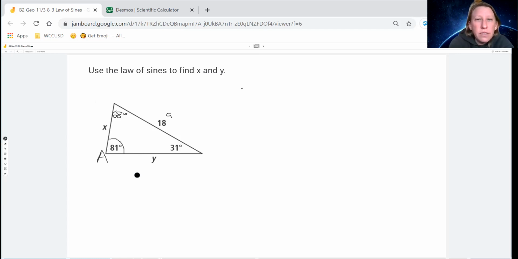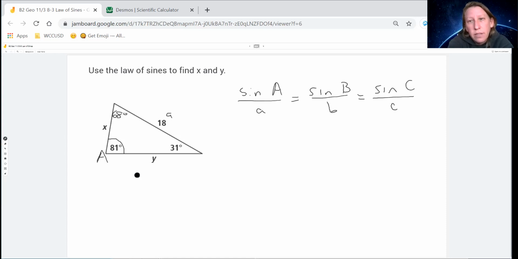We can use the law of sines. So this time I'll set it up. Sine of A over A equals sine of B over B equals sine of C over C. And I'm going to do it all on the same work now. So this is the sine of an 81-degree angle over 18. This is my key, right? I have both. That's a good thing.